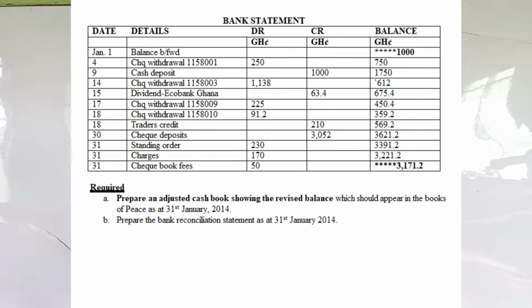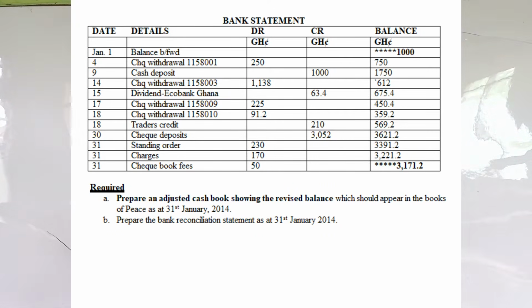We all know that all those items on the credit side of the bank statement are receipts, an increase in the balance, and the debit side is reducing the bank balance. So you can see them. We have check withdrawals, two of them. We have some traders credit, check deposit, standing order, charges, and then checkbook fees. So this is the bank statement as compared to the cash book.